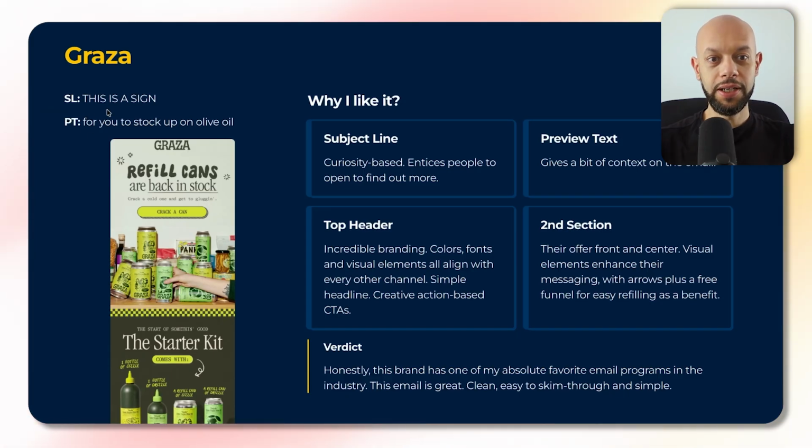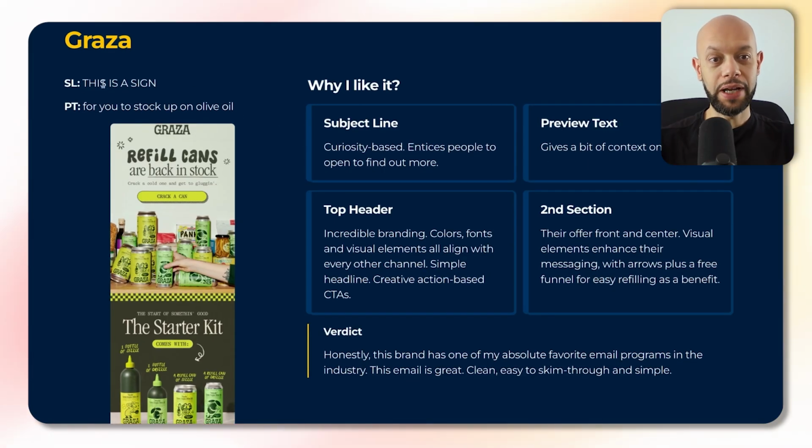So the subject line is, this is a sign, and the preview text is for you to stock up on olive oil. So what I like about this email is the subject line is curiosity based. They leave people curious to find out more. The preview text gives a bit of context on the email by highlighting that it's a restock.